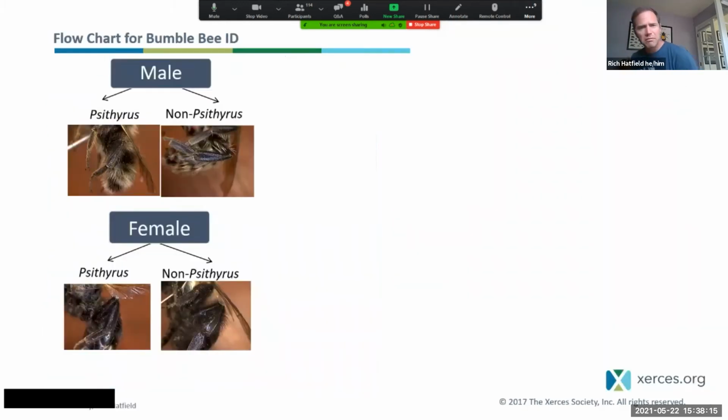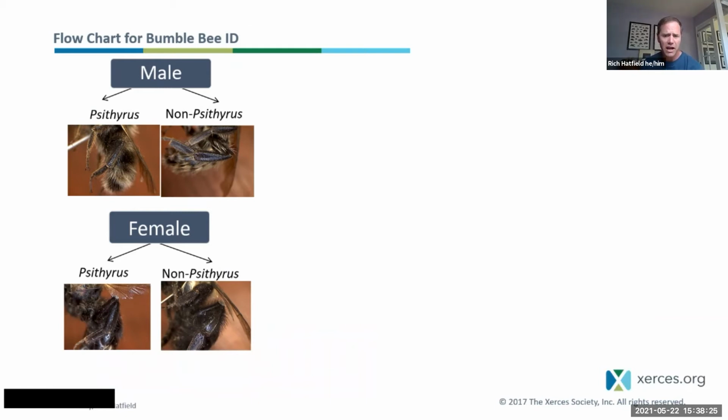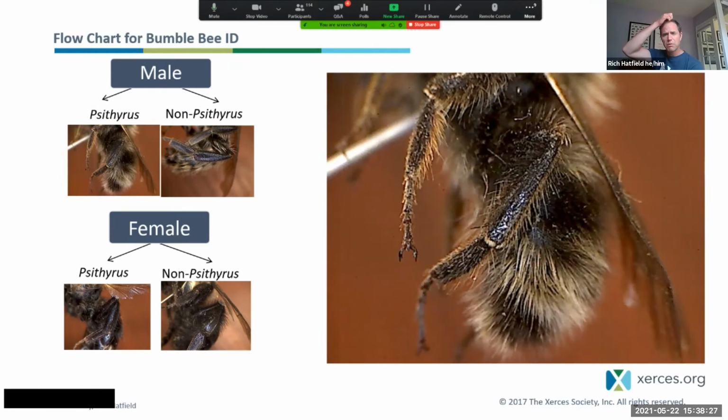Okay, and then once we have a male or female bee, we need to determine whether we have a cuckoo bee, or Psithyrus, or one of the true bumblebees, or non-Psithyrus bees. And to do this, we're going to look at the hind leg. Just like male bumblebees, the cuckoo bumblebees, as you remember, don't collect pollen. So their hind legs look very different. This is a male cuckoo bumblebee.